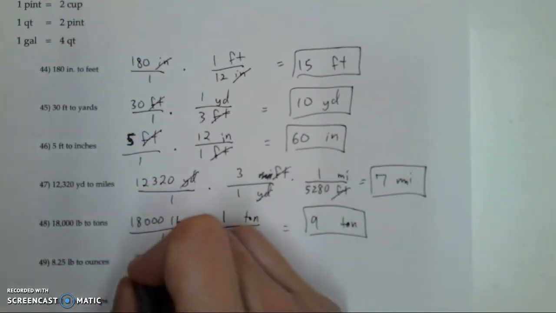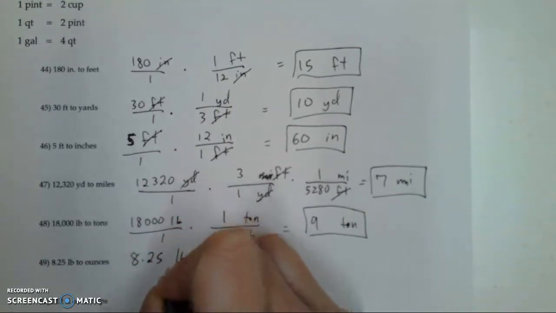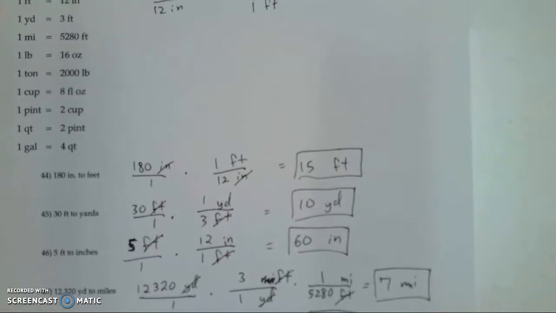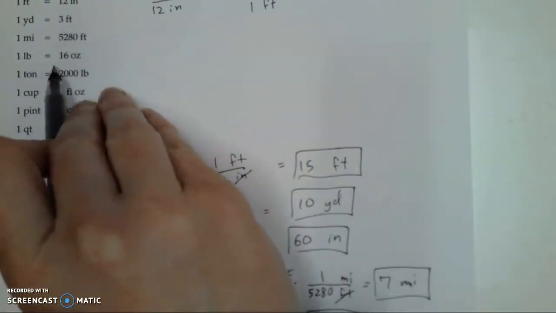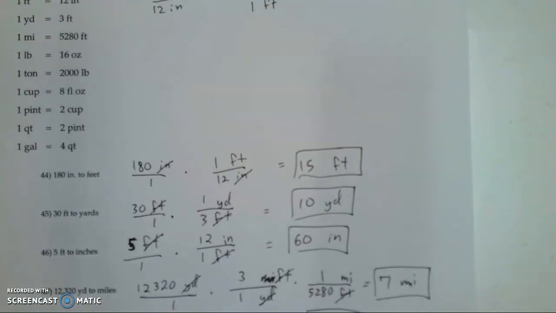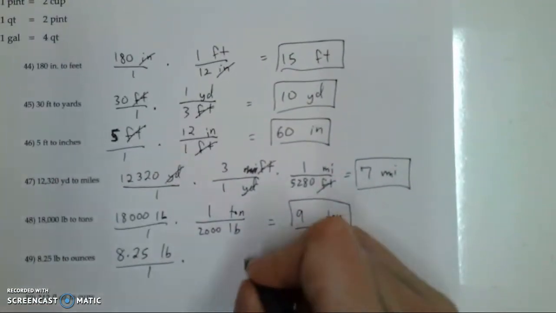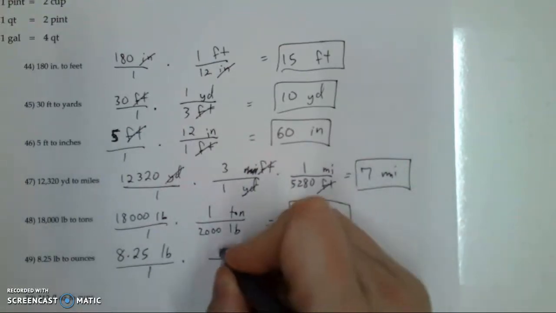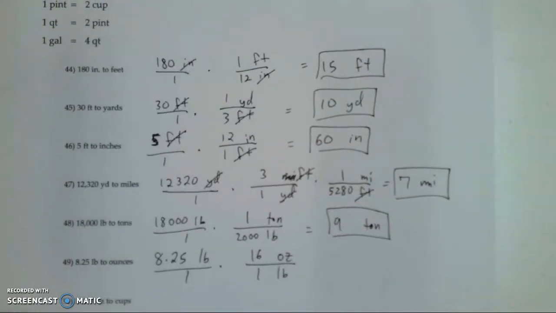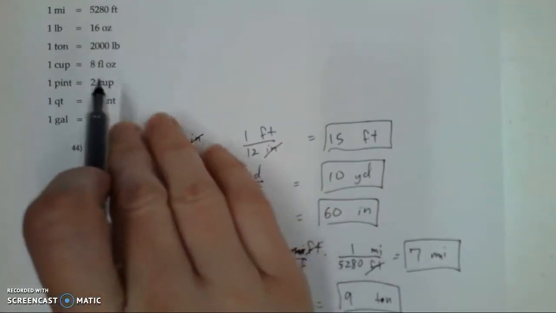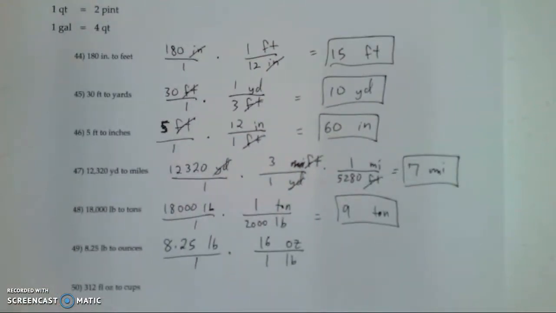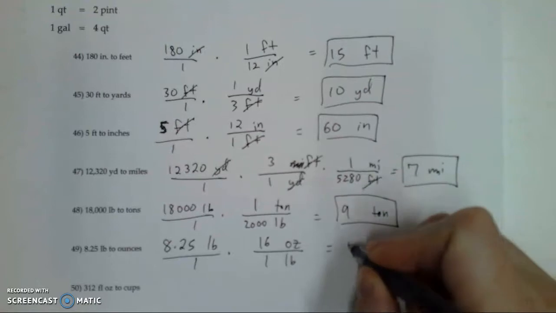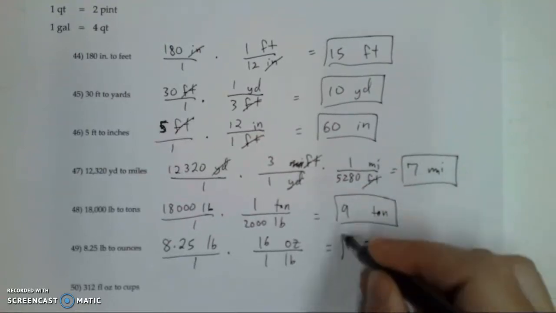Let's try going from pounds to ounces. So 8.25 pounds, and scrolling back up, I'm told 1 pound is 16 ounces. OZ is ounces. So I want the pounds on the bottom and the ounces on the top. So again, it's 1 pound and 16 ounces. Again, I've scrolled past that, but we are given that in our chart. So 8.25 times 16, I get 132, and that's in ounces.